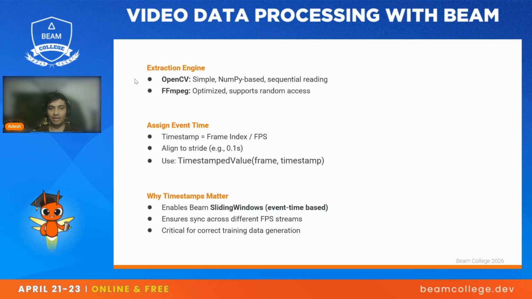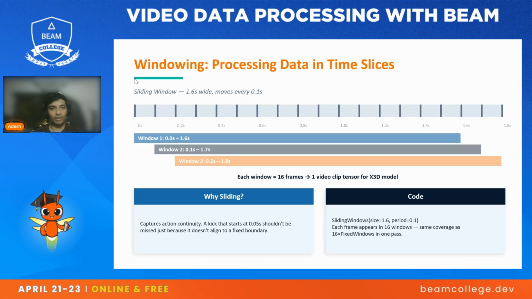So we have a timestamped value, which is the frame. It will have the frame ID, and the timestamp we attach is calculated using this formula: timestamp equals frame index divided by the FPS of the video. Why do timestamps matter? As we said, to use sliding windows we need to attach a timestamp to each and every frame, because sliding windows work on time-based events only. All right, going next, let's look at the sliding window part.